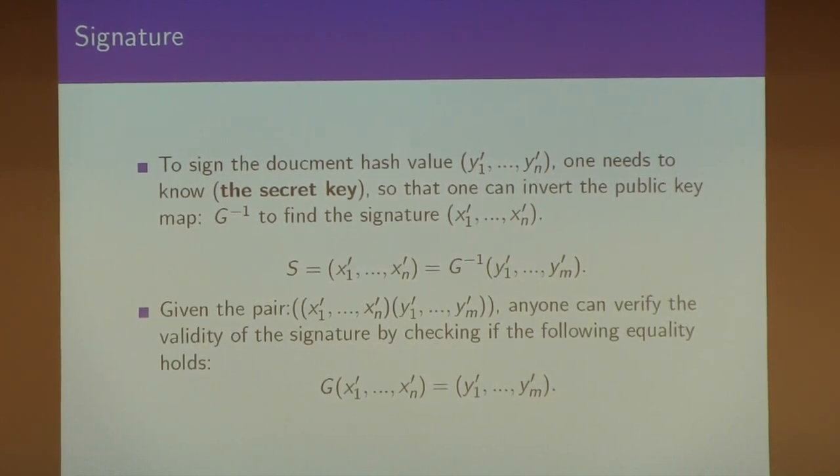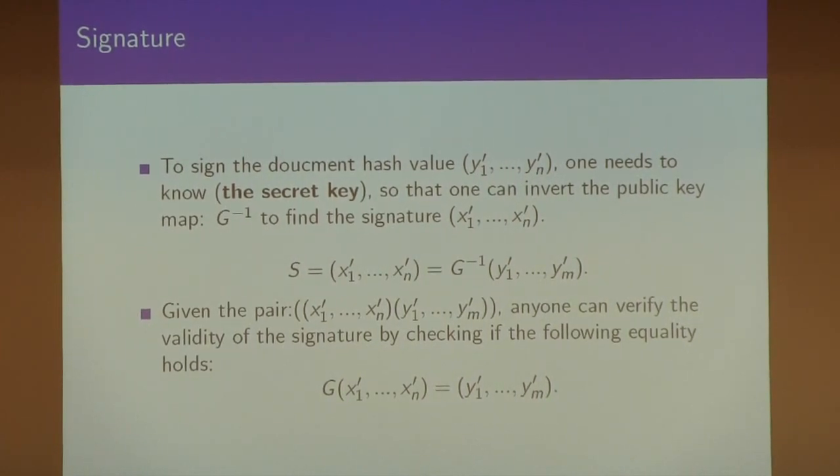So how do you verify if the signature is valid or not? It's very simple. You have these 2 pairs, and you plug into your public key, which means you compute the value G of x1 prime to xm prime. If the value is indeed equal to y1 prime to ym prime, you accept. Otherwise, it's an invalid signature. So that's the basic idea.